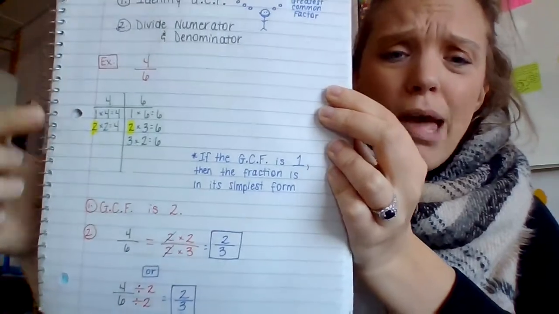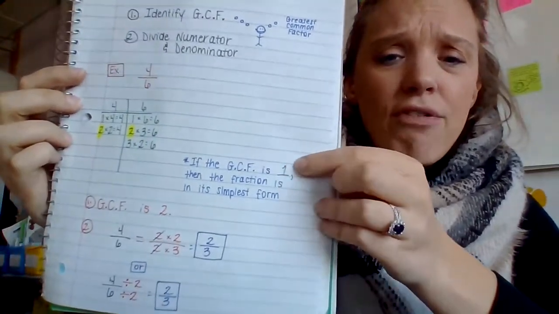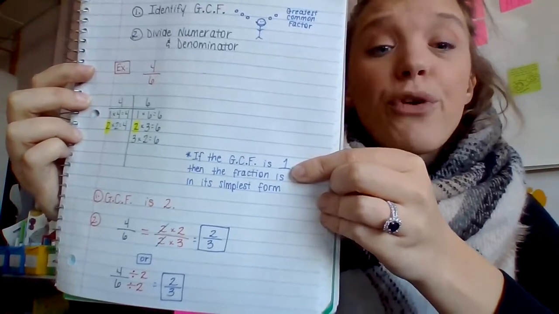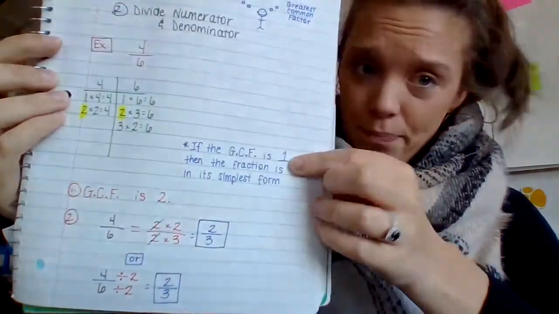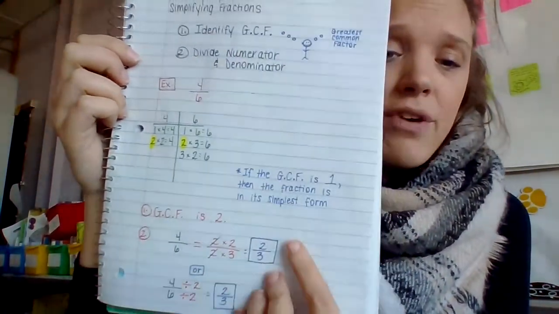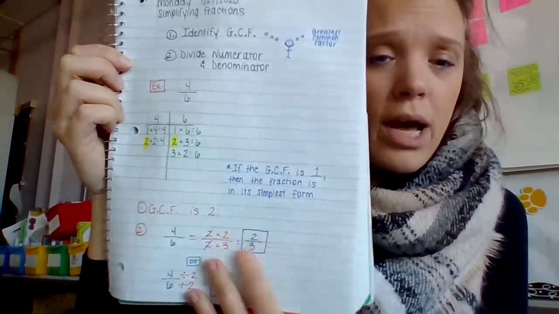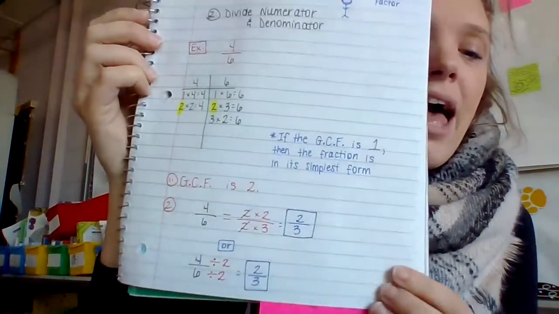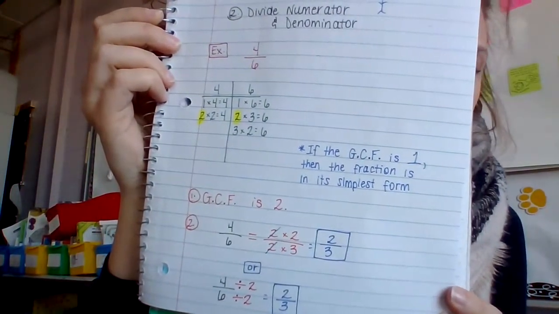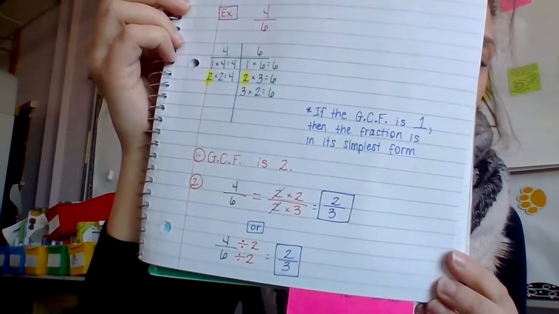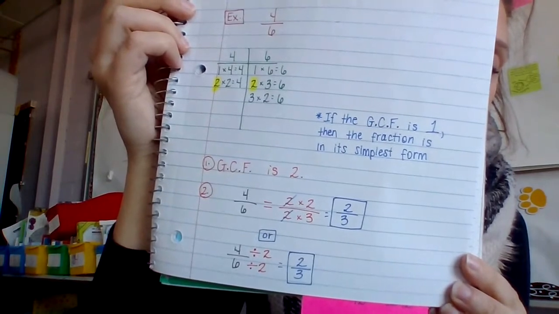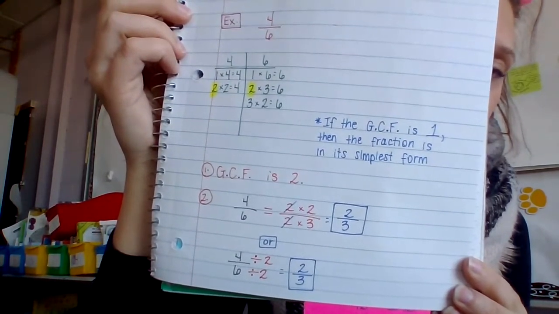So helpful reminder, if the GCF is just 1, then the fraction is already in its simplest form. But for this instance, 4/6, the GCF is 2, okay? After we do that, after we identify the GCF in step 1, step 2 is you will be dividing the numerator and the denominator by the GCF. That will get you your most simplified fraction.